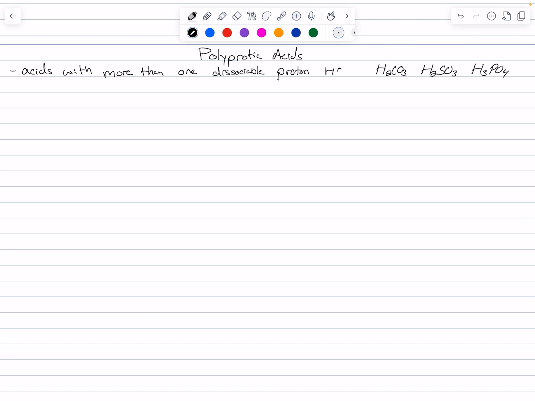So if I look at these, typically Ka1, which would be the first proton, is going to be larger than Ka2, which is our second H plus, which is larger than Ka3, etc. It just goes on and on, however many there are.